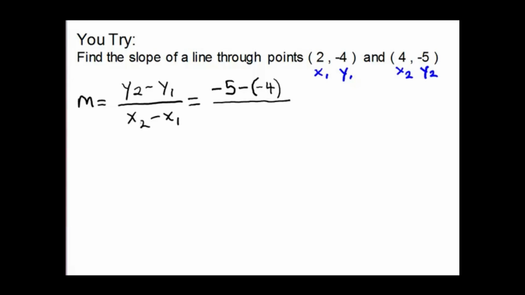The denominator, x2 is 4 minus from the formula, x1. And then on our numerator, minus a negative, remember, gives plus. So we have negative 5 plus 4. Different signs subtract, sign of the larger. So a negative 1 over 4 minus 2 is 2. So our slope of this line is a negative 1/2.